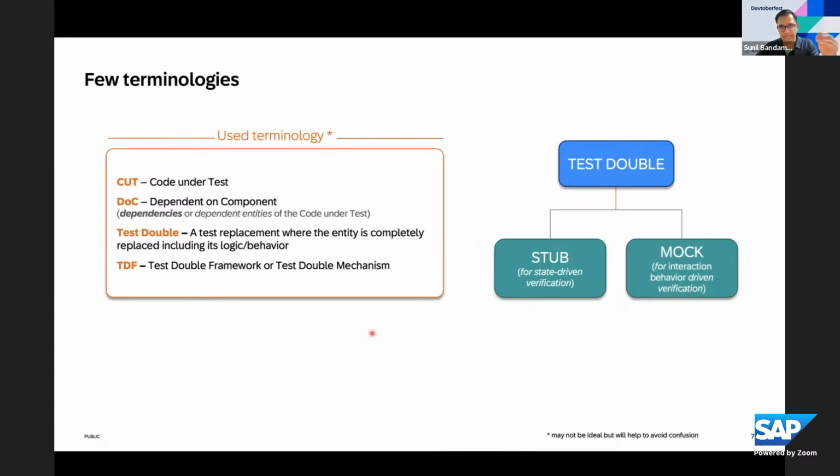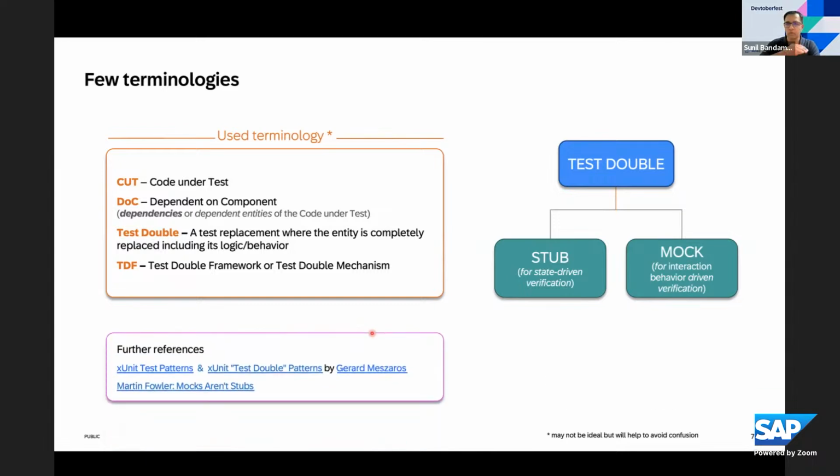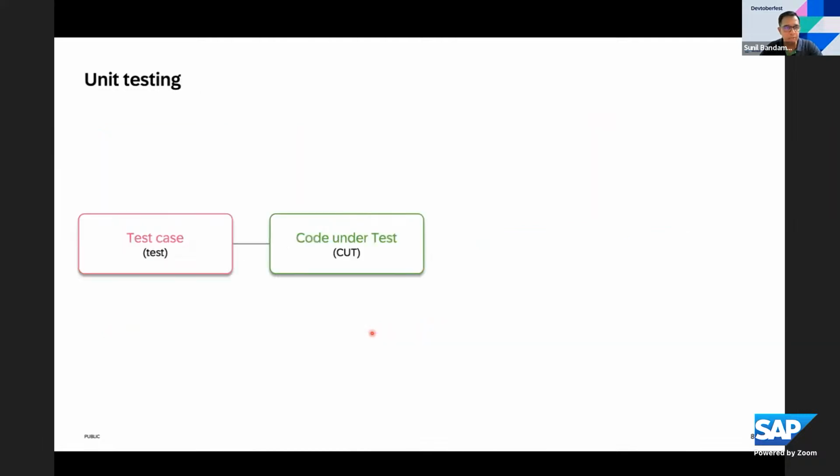And then TDF, as an acronym, we use for test double mechanism or test double framework. So this TDF is something that you would see quite often being used in our presentation. Now, as I just mentioned, for further references for your learning, we recommend following the xUnit Test Patterns by Gerard Meszaros, and also a few very good, well-written blog posts from Martin Fowler, like Mocks and Stubs. So now, having covered the basics, let's get into the topic of unit testing first.